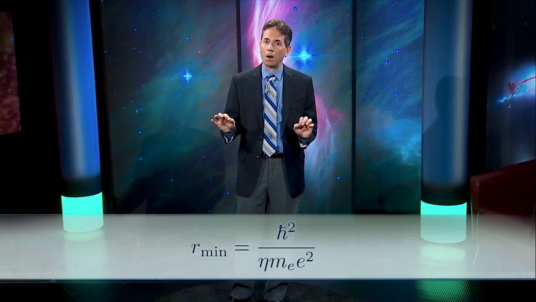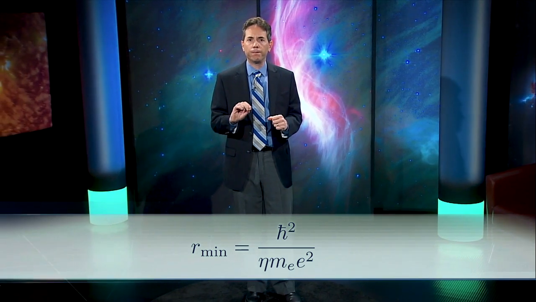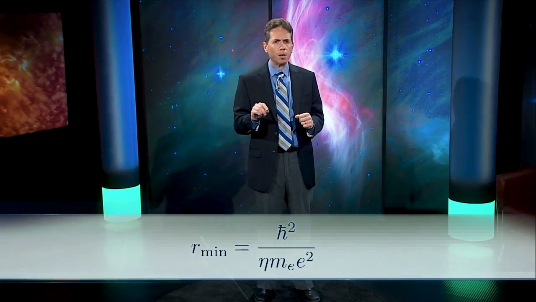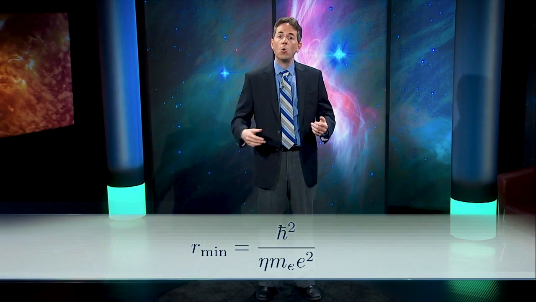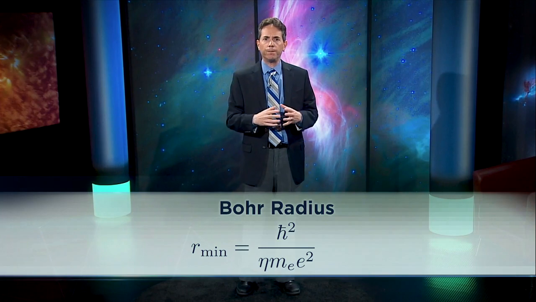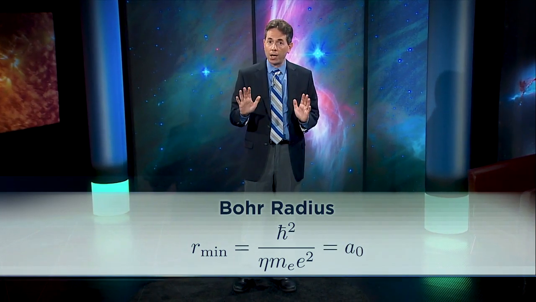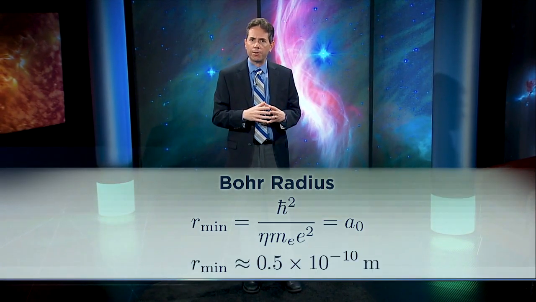Those of you who know calculus can also locate the minimum through a direct calculation. You take the derivative of the energy with respect to r and set it equal to 0. You'll find that at the minimum, r equals h bar squared over eta m e squared. That combination of constants comes up so often in atomic physics, we give it a special name, the Bohr radius, and a special symbol. It's an a with a subscript of 0, a0. Its value, as we've seen, is about 1/20th of a nanometer.